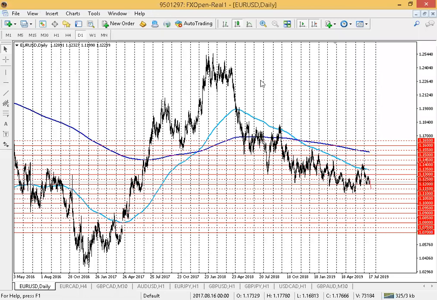Now, one very simple trick that you can use to identify where the major market trend is, is just by looking at the moving averages. If you're looking at those moving averages, it can really give you a good idea of where the market can continue towards.